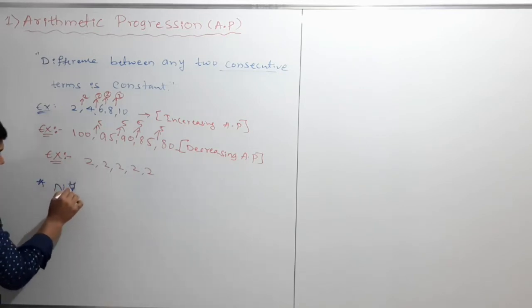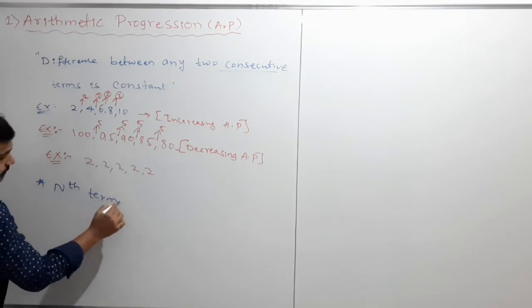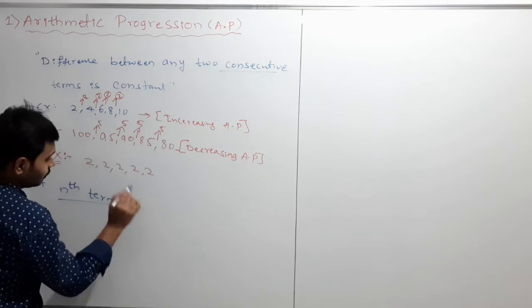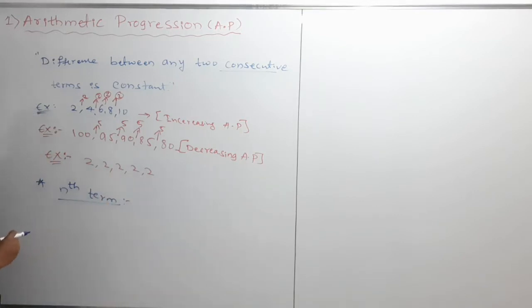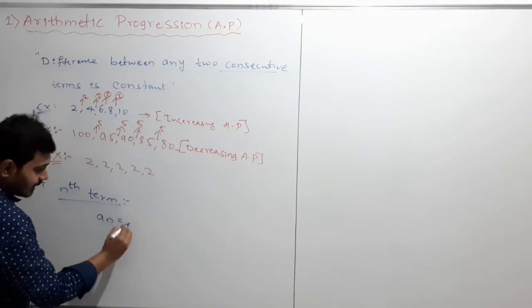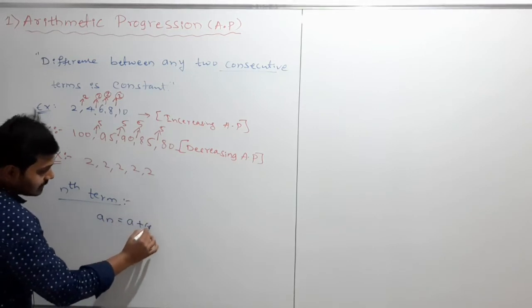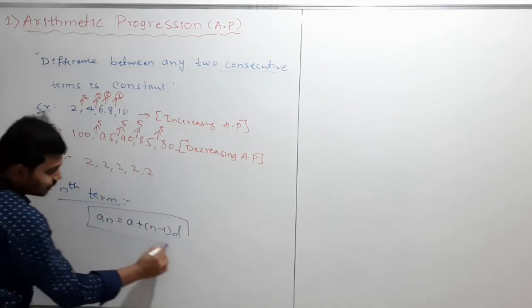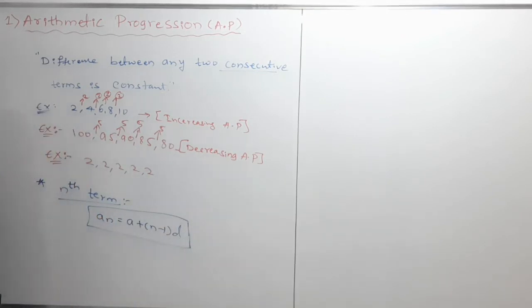So what is the nth term we can discuss. The nth term we are going to discuss. My dear students, the nth term can be calculated by using the formula an = a + (n - 1) d. This is the formula we are going to use to calculate the nth term.